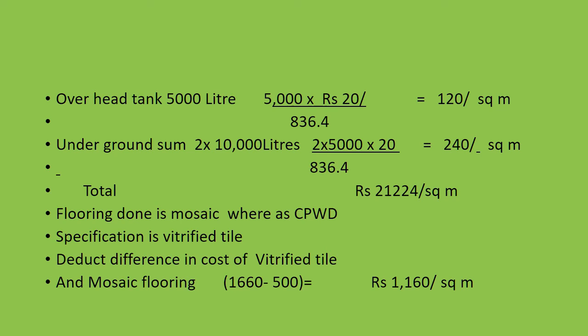Here the flooring of the flat is mosaic and as per the specification it is vitrified tile. So we have to deduct for the difference in cost of vitrified tile and mosaic flooring, which is equal to rupees 1,160 per square meter.